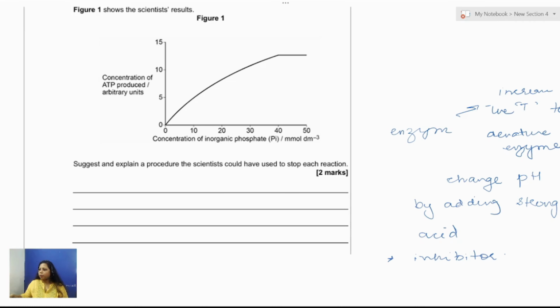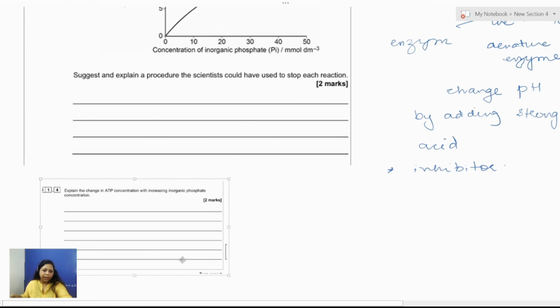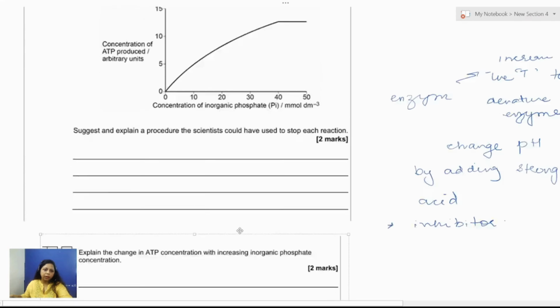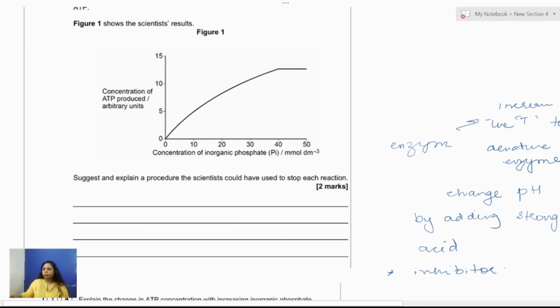Okay, the last part: explain the change in ATP concentration with increasing inorganic phosphate concentration. Now you have to look at the graph and explain the change. What is happening when we increase the concentration of inorganic phosphate? We are increasing the concentration of ATP produced. There is more ATP produced, or we can say more enzyme-substrate complexes formed. So we have told them the start.